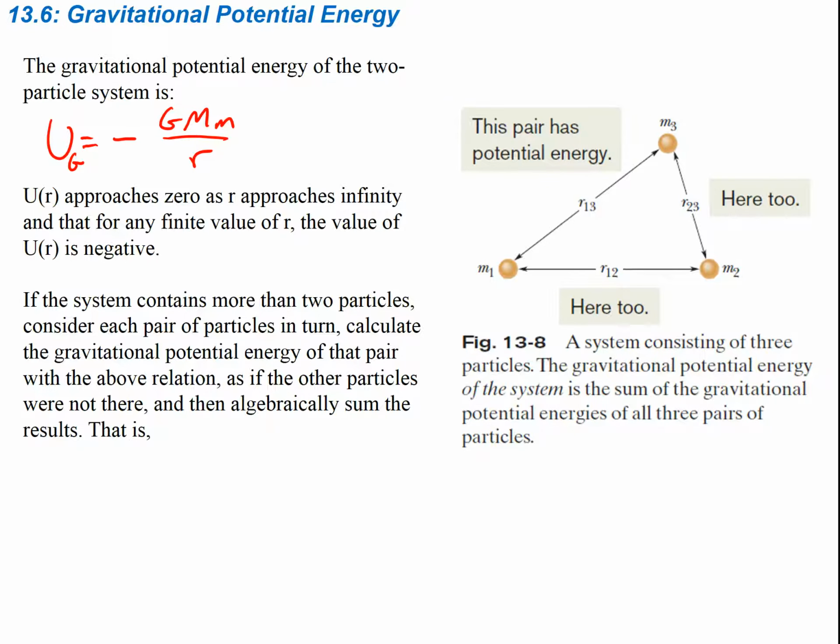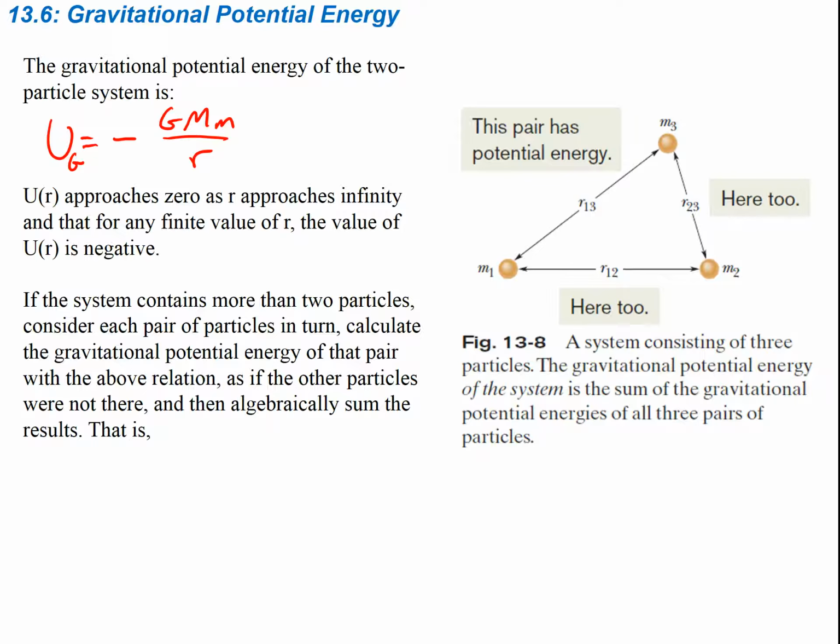However, what it's saying is that the potential energy is going to be the negative of the gravitational constant times both the masses divided by the radius between them. Right? So the further an object gets away, the less potential energy it's going to have, or the less negative the potential energy would be. So as r approaches infinity, the potential energy approaches zero, and for any finite value of r, the value of U(r) is going to be negative.